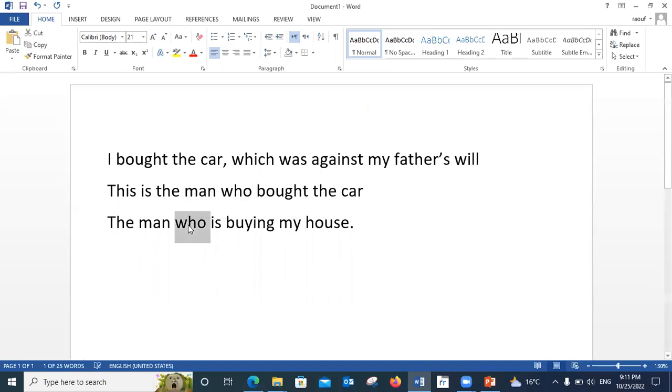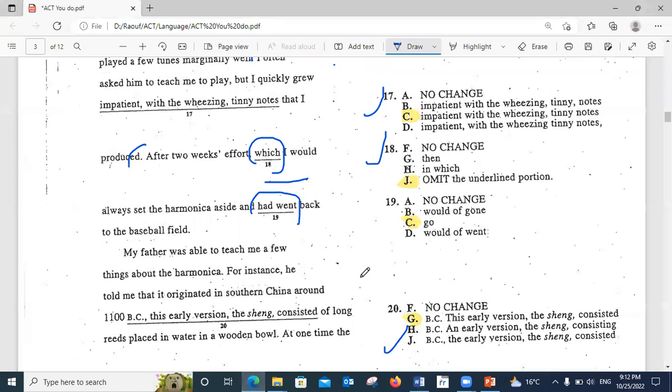So how about this? Let's take the word who off. The man is buying my house. Is it a complete sentence now? Yes, it does. With this, it's not. With this, it is. Okay. Exactly. This very same question has the same idea.